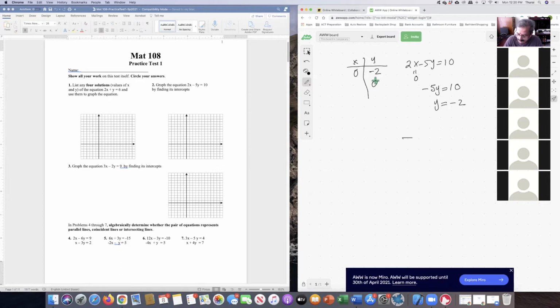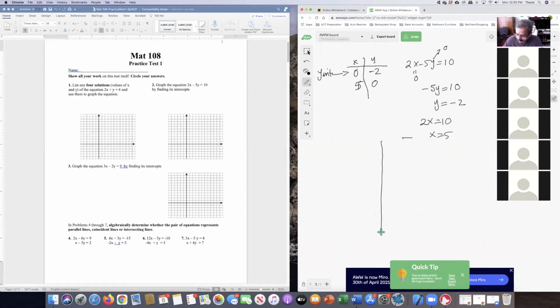So this is your y-intercept. To find the x-intercept, I set the y-coordinate to 0 in the equation. Then I get 2x equal to 10, so x equal to 5. So (5, 0). On the axis system, you just have to draw it.